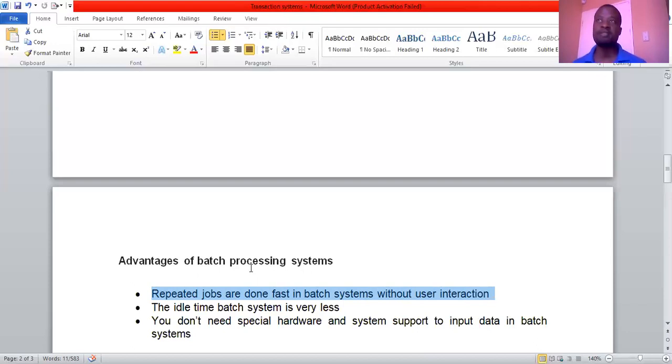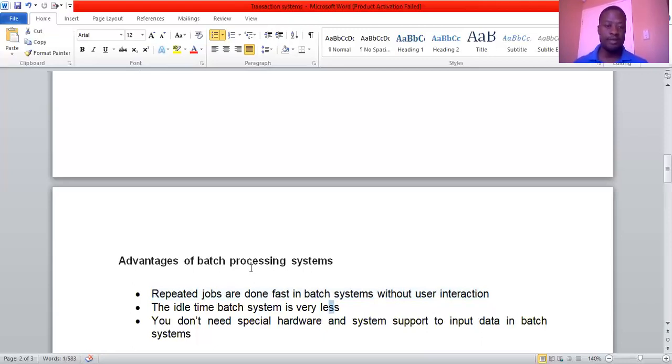So what does the system do? It collects this information or data, and then it stores it. Then it processes it according to how it's designed, like maybe at the end of the week, the end of the month, or the end of the day. So it doesn't need your intervention. It does this automatically, and it's done very fast since everything is in place.